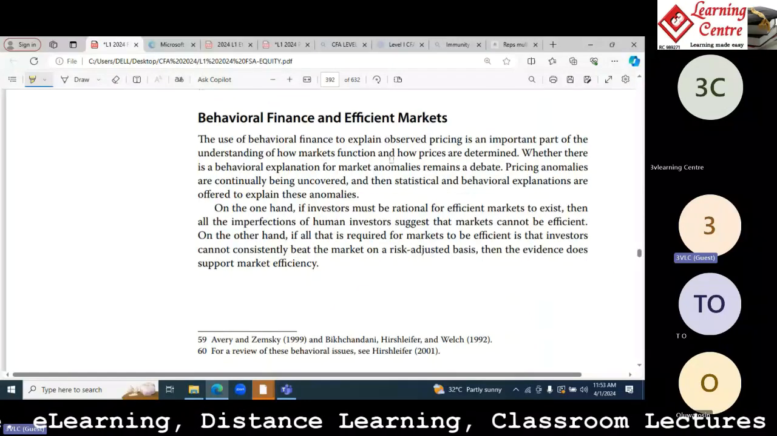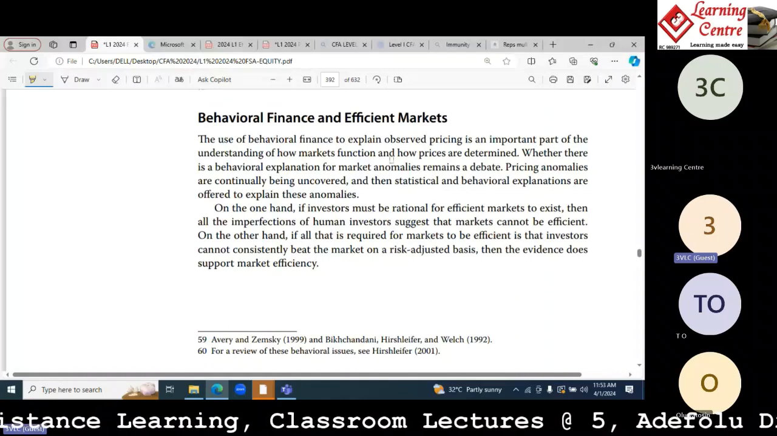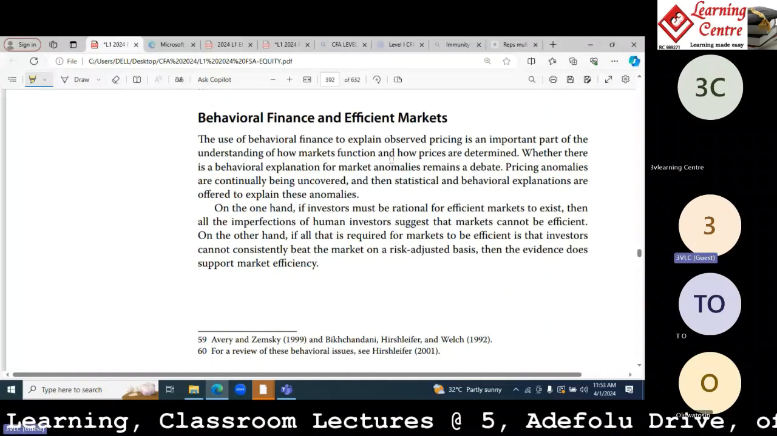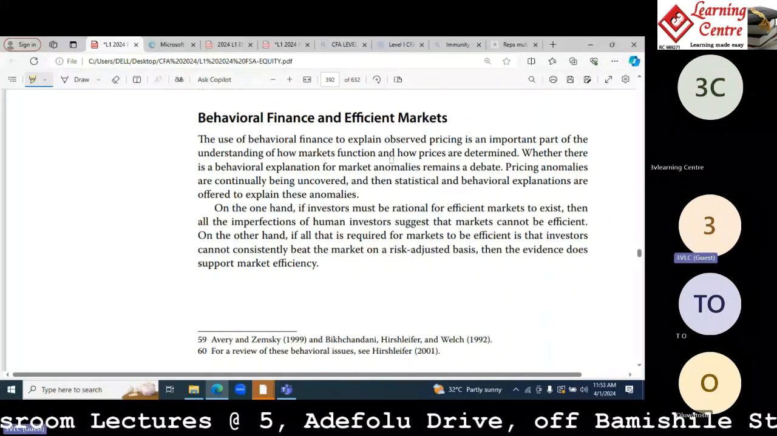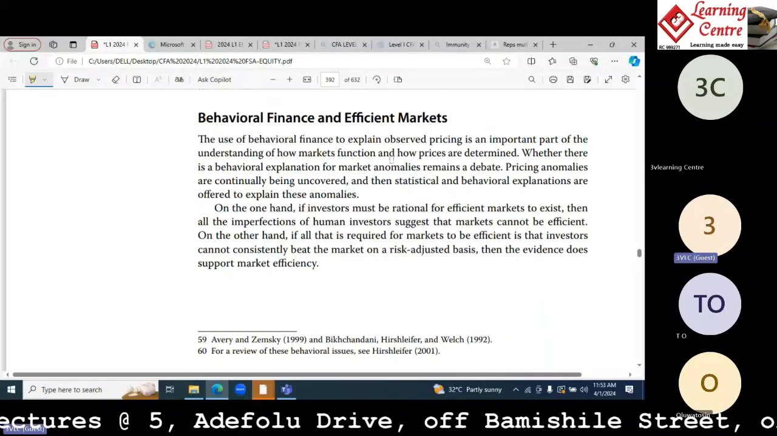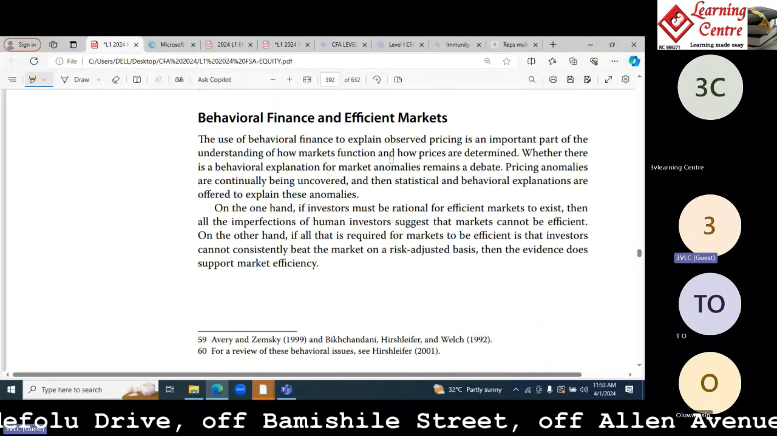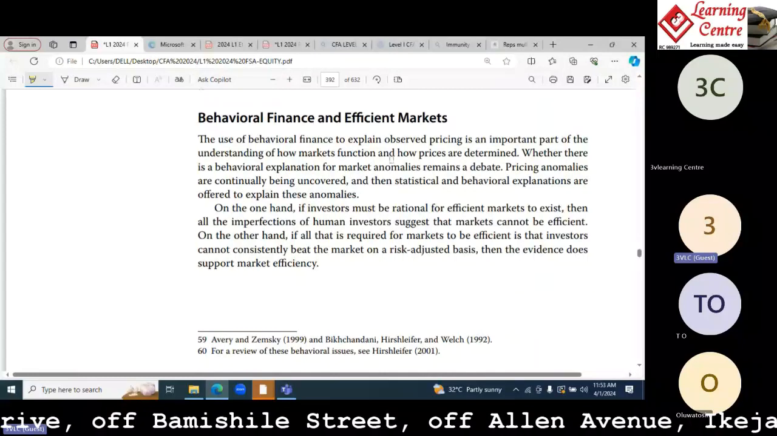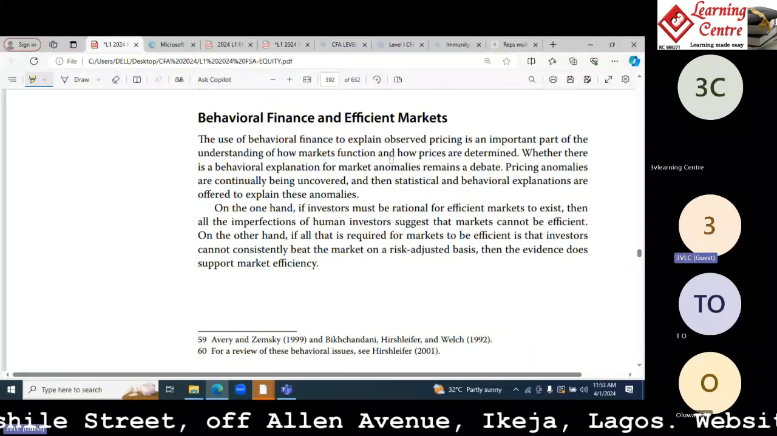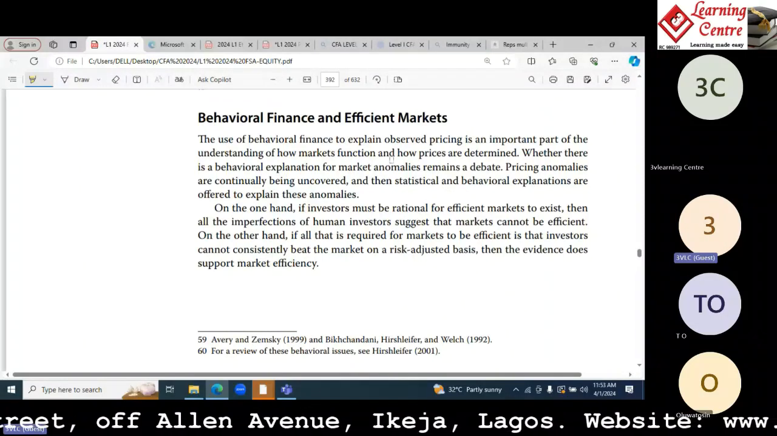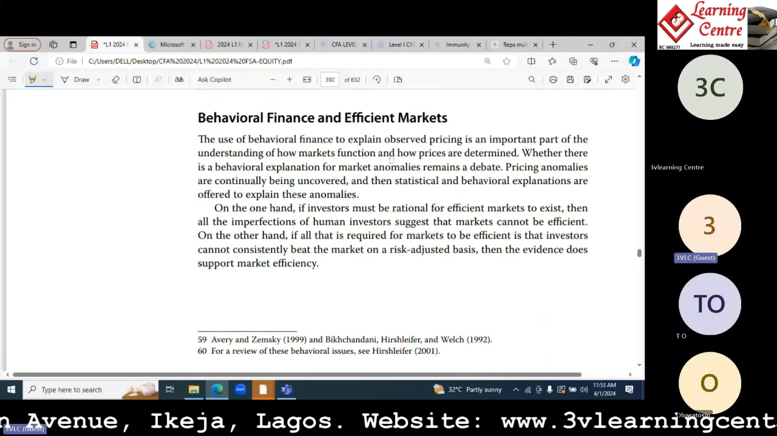Whether there's a behavioral explanation for market anomalies remains a debate. Pricing anomalies are continually being uncovered, and then statistical and behavioral explanations are offered to explain these examples. On the one hand, if investors must be rational for efficient markets to exist, then given all the imperfections of human investors, the market cannot be efficient. Meaning, as long as behavioral biases exist, as long as investors are irrational, it will be difficult to have an efficient market.